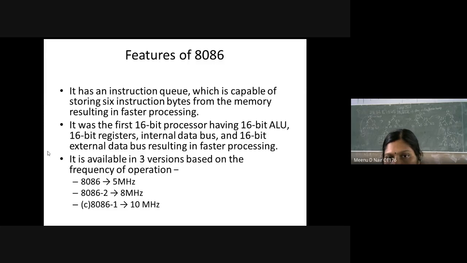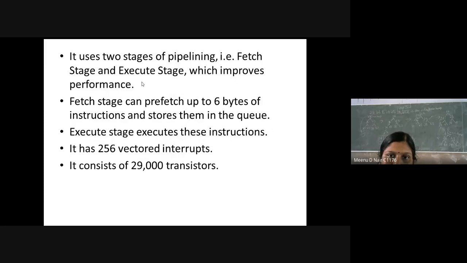The main features are, first, it can store 6 instruction bytes. Second, it is a 16-bit processor, so all the data and communications available with this processor are 16-bit only: 16-bit ALU, 16-bit data bus, 16-bit registers. Next, three versions are available based on the frequency of operation: 5 megahertz, 8 megahertz, and 10 megahertz. These are the frequencies available with 8086.